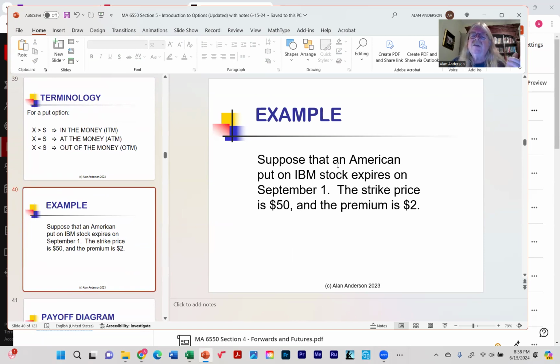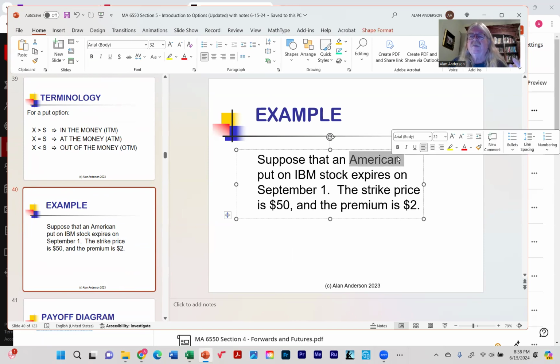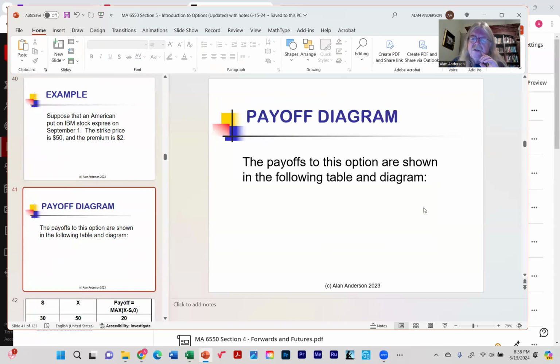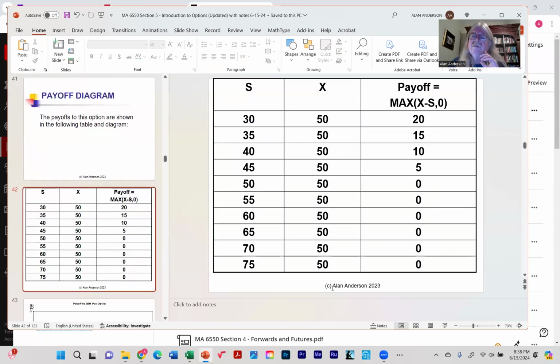So we start out with, now this part is irrelevant, whether it's American or European. It doesn't affect the payoffs. What it affects is the time at which you're allowed to exercise the option. This is a put on IBM. It also expires on September 1st. The strike is 50 and the premium is $2. So here's the payoff profile.